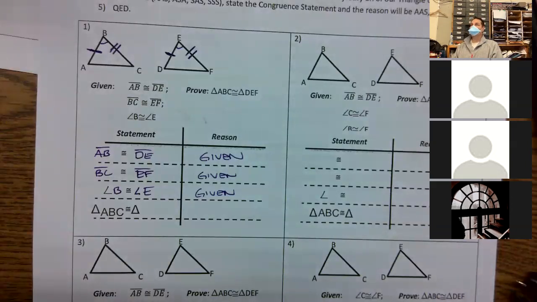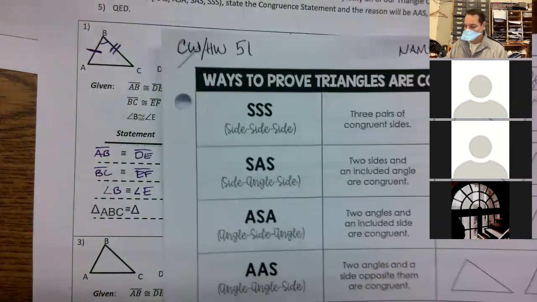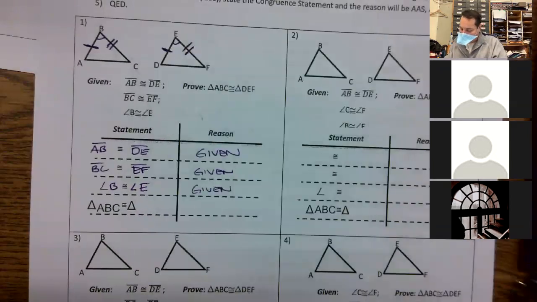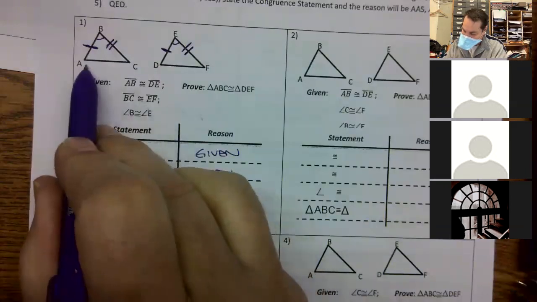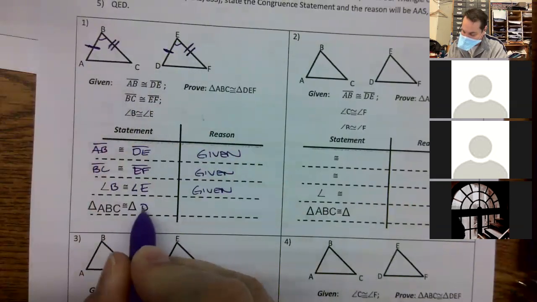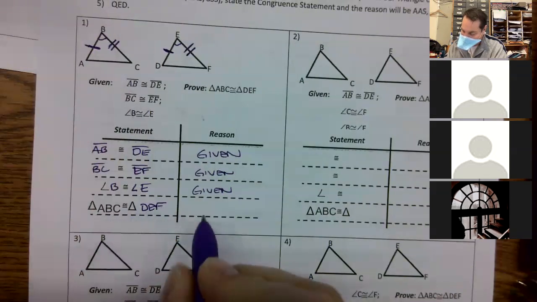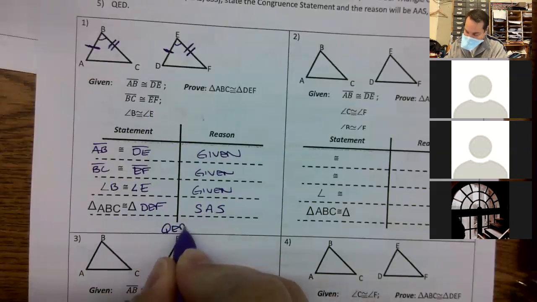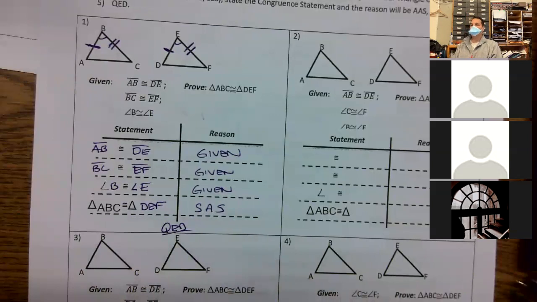Having now annotated the picture, what's the Mario Kart name that goes with this? Side angle side. Excellent. And is side angle side one of the ones that we use to prove congruence? It sure is. Therefore, we can say that triangle ABC is congruent to triangle DEF. It's aligned correctly. And our reason is just going to be SAS. QED, we're done. That's all this proof is requiring of us.